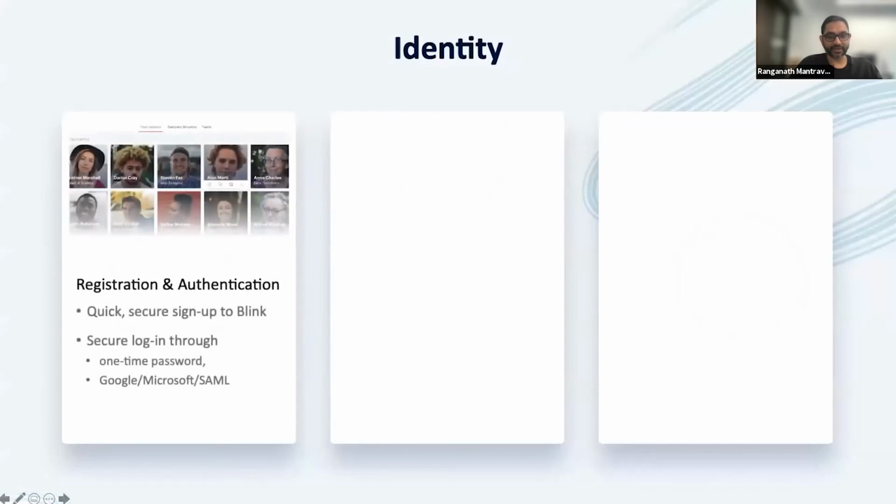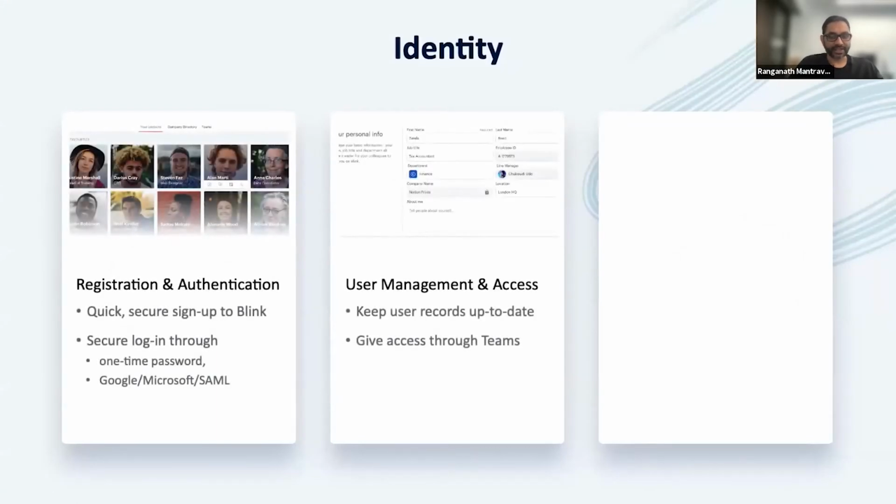Identity in Blink means many things. Firstly, it means getting your workforce signed up to the platform as quickly and frictionless as possible. Once signed up, make it easy but secure to authenticate those users. Secondly, it's keeping your employees' details and the teams they're in, which basically controls the access they have to the hub and the feed, up to date. Whether that's done through automated sync with, for example, Active Directory, or whether that's done manually.